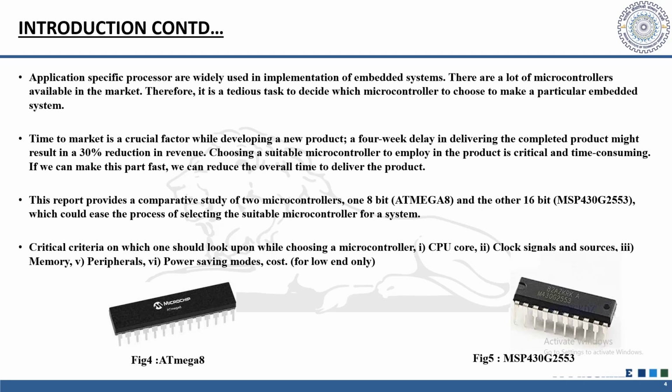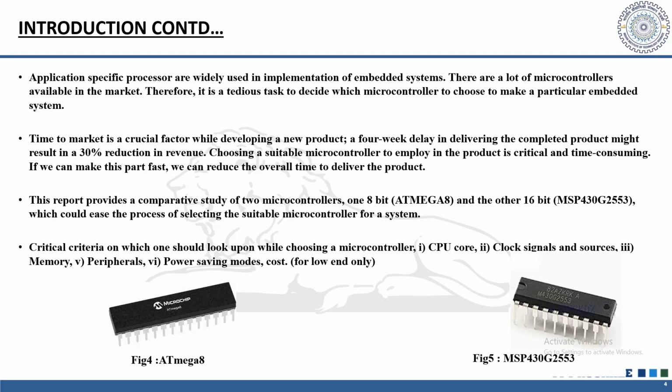So the time to market is a crucial factor while developing a new product. A 4-week delay in delivering the complete product might result in a 30% reduction in the revenue. So if we can reduce the time of deciding which microcontroller to use, then we can reduce the overall time to deliver the product, which could increase our profit. So this is what this report does. It makes a comparative analysis of both microcontrollers, and if someone goes through this report, then he or she can easily get an idea of which to choose, and the overall time can be reduced.